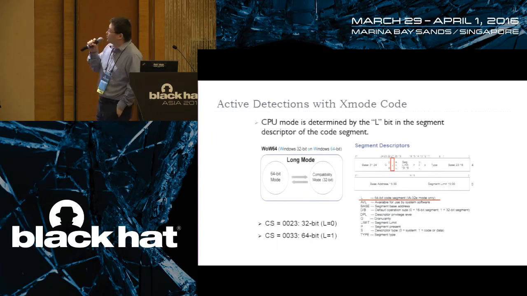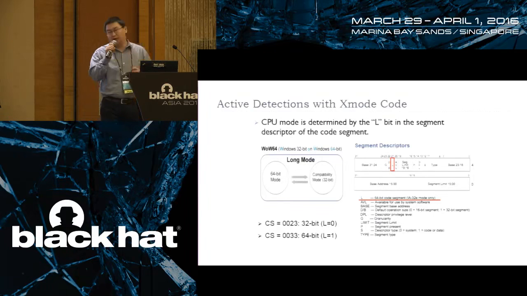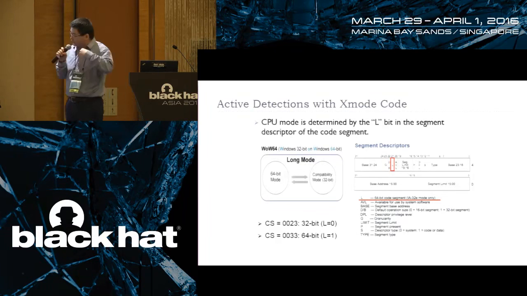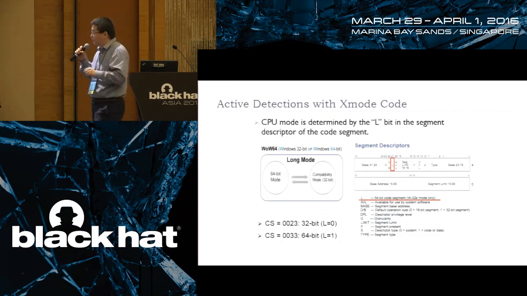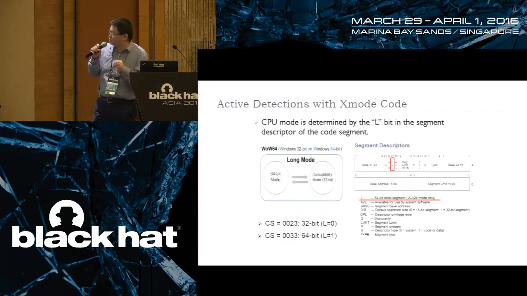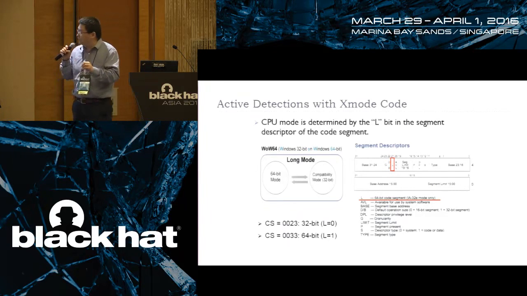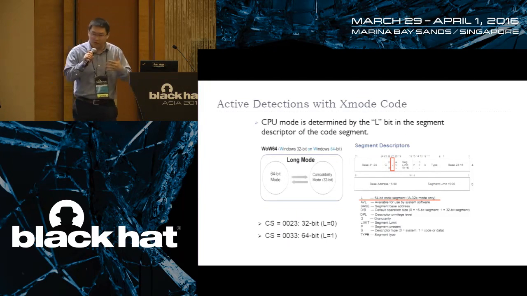So now let's go back to the active detection with cross mode. The cross mode idea is very straightforward. Today in the WoW64 environment, the OS will support two different CS selectors. Here I list the CS 23 and 33. The 23 means the current code is running in 32-bit mode. The 33 means the current code is running in 64-bit mode.